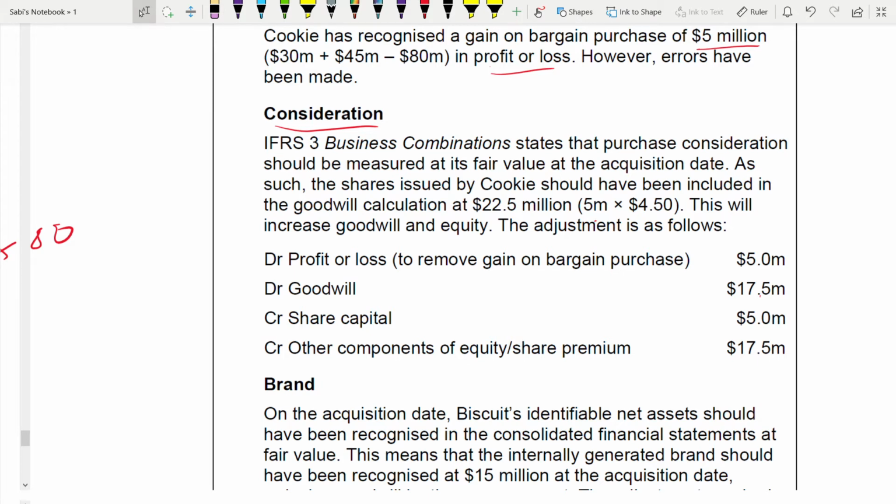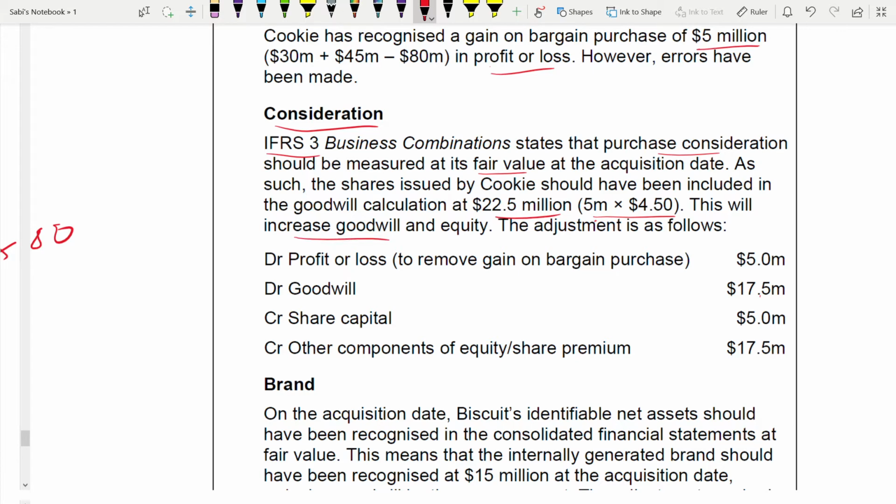Okay. With the standard, IFRS 3. IFRS 3 says purchase consideration should always be measured at fair value whenever you are acquiring. So in this case, you have to take that at fair value. How are you going to take the fair value? The shares that you have issued, you have to include this in the goodwill calculation. 5 million into 4.5. What is the number of shares? 5 million. And fair value is 4.5. So 5 into 4.5, 22.5. Now, because of this, what will happen? Your goodwill will increase. How will goodwill increase?